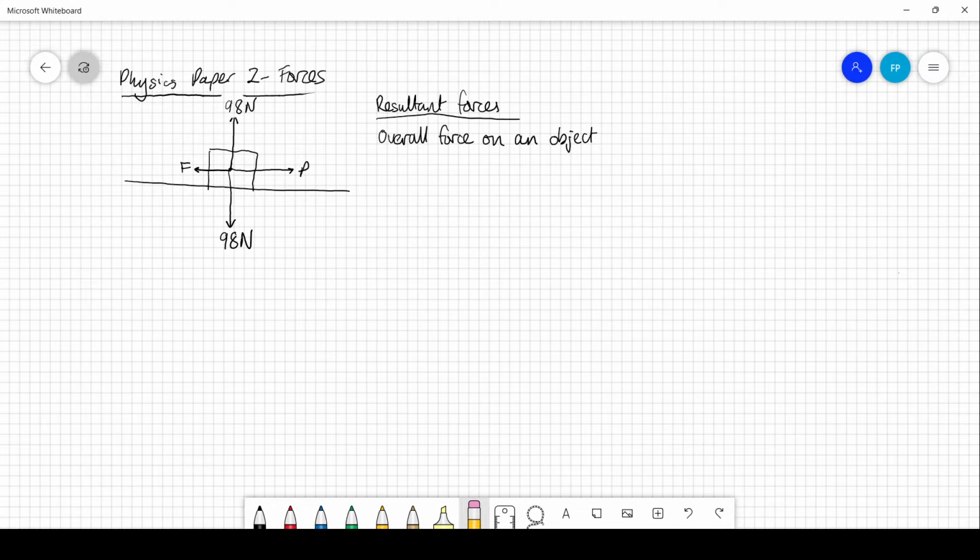Now suppose our pushing force could be 60 newtons, whereas our frictional force could be 20 newtons. When we have two opposing forces, such as here and here, we subtract them.